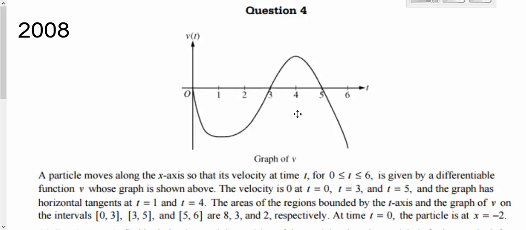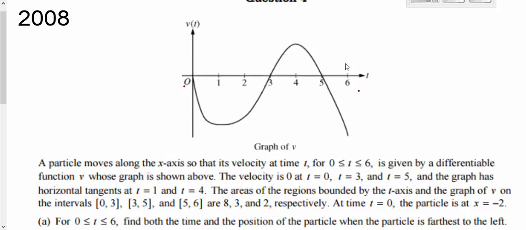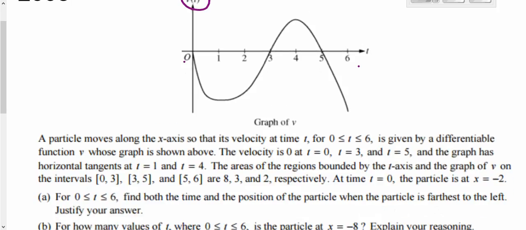Okay, so let's look at the last question on your FRQ review. So here we are looking at a graph, and the problem says a particle moves along the x-axis so that its velocity at time t for 0 to 6, because we're looking from 0 to 6, is given by a differentiable function, v. So we are looking at a graph of velocity. Is shown above.